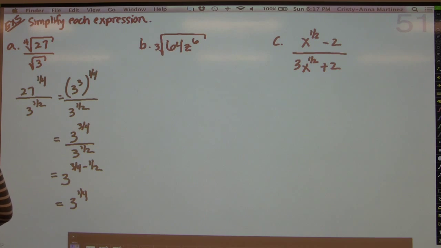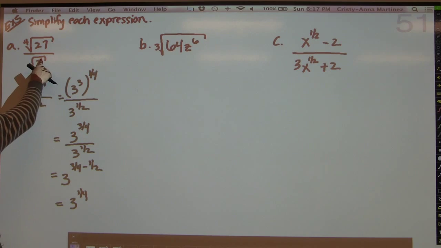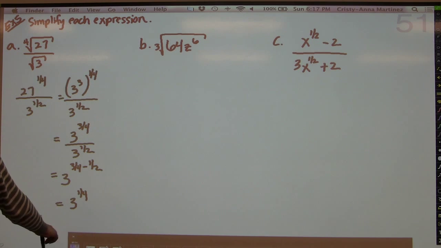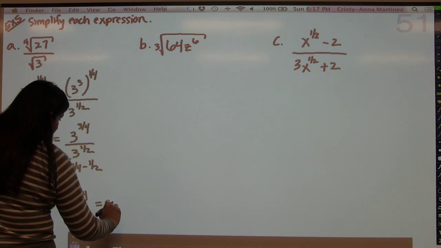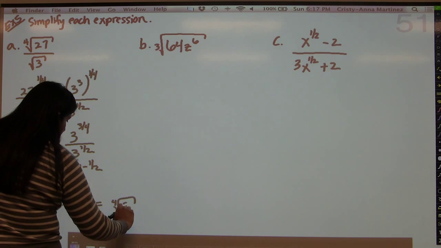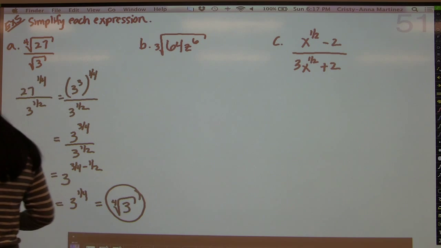And basically, since I started off in radical notation, I want my answer at the end to be in radical notation. So it'll be the 4th root of 3.